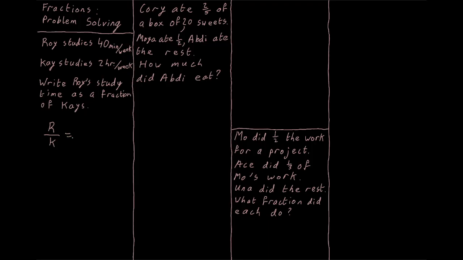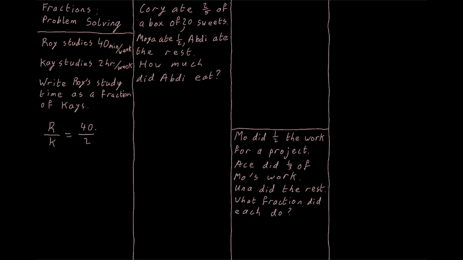If we just write down 40 all over 2, this doesn't give a good relationship between Roy's study time and Kay's study time because we're not counting in the same units. It makes it look like Roy did a huge amount more study than Kay did, when in fact it's the other way around. So it's really important whenever we're trying to do practical problems that we keep track of the units we're talking about and make sure that we're counting in the same thing.